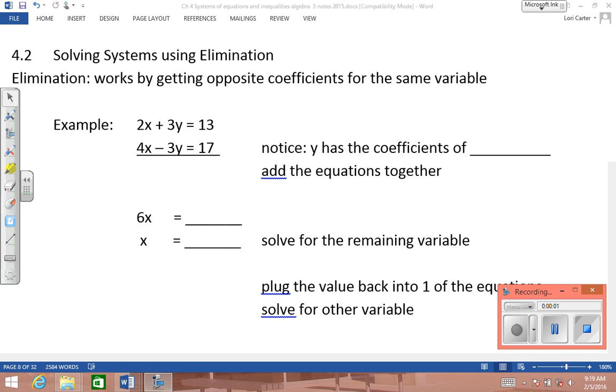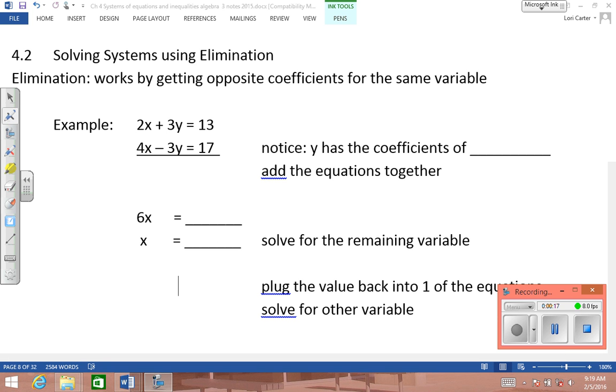So yesterday we did substitution, where you solve for a variable and plug it in. So elimination is where you get rid of a variable. When you're doing this here, we have 2x plus 3y equals 13. This is an easy example. 4x minus 3y equals 17. You have to get opposite coefficients.